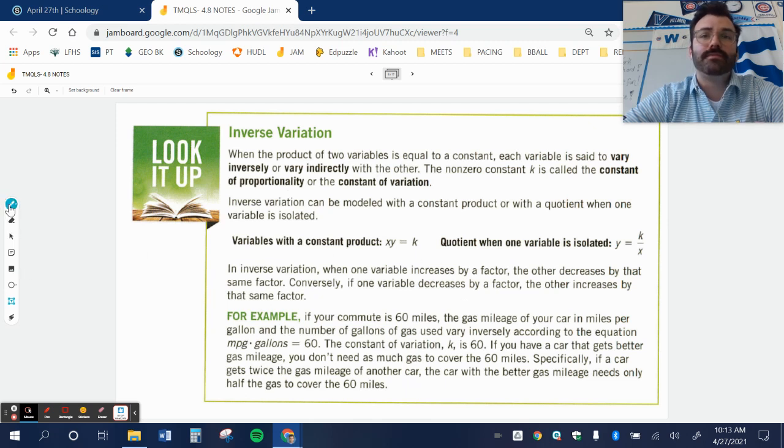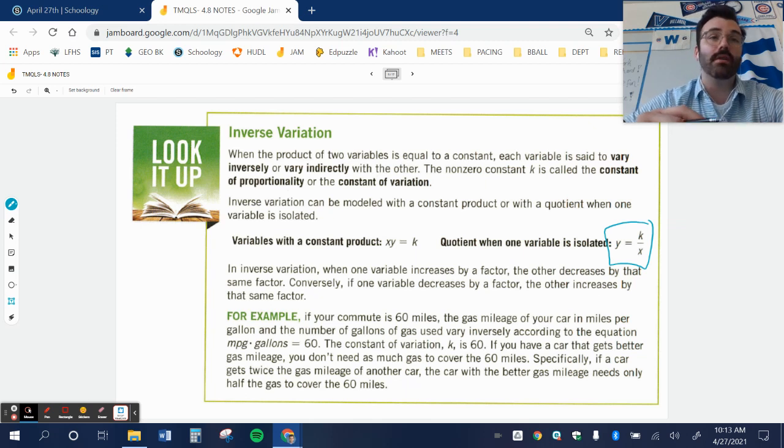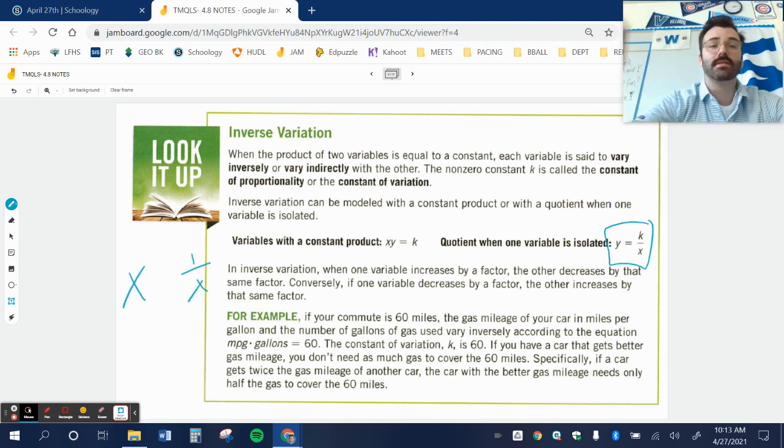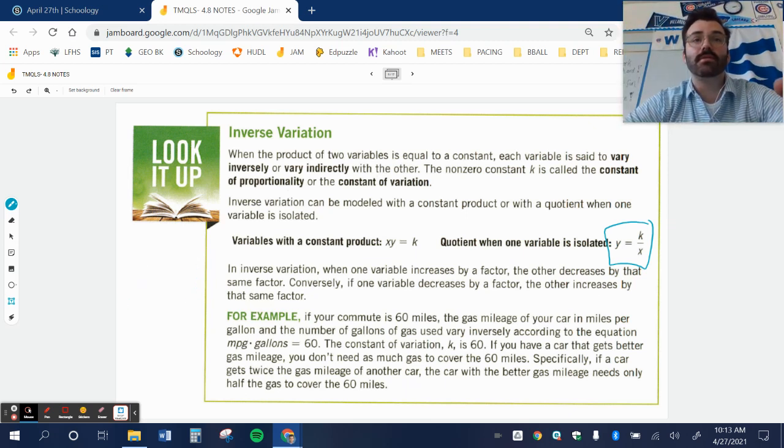All right. So direct variation, if you remember, was y equals k times x. Well, this one is going to be y equals k over x. That's inverse. Inverse meaning, well, it's the inverse. The inverse of x is 1 over x. Inverse functions. y varies inversely or indirectly with the other. We talk about that constant, which is k. For example, if a commute is 60 miles, and so on.